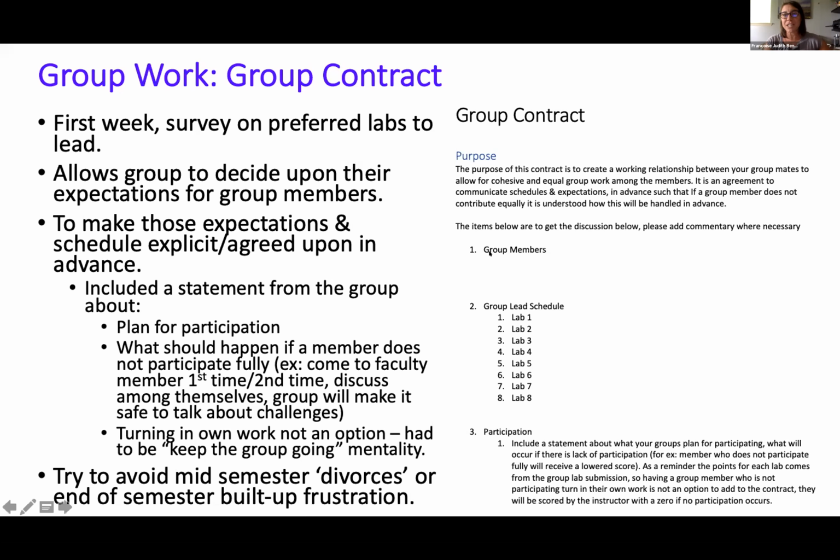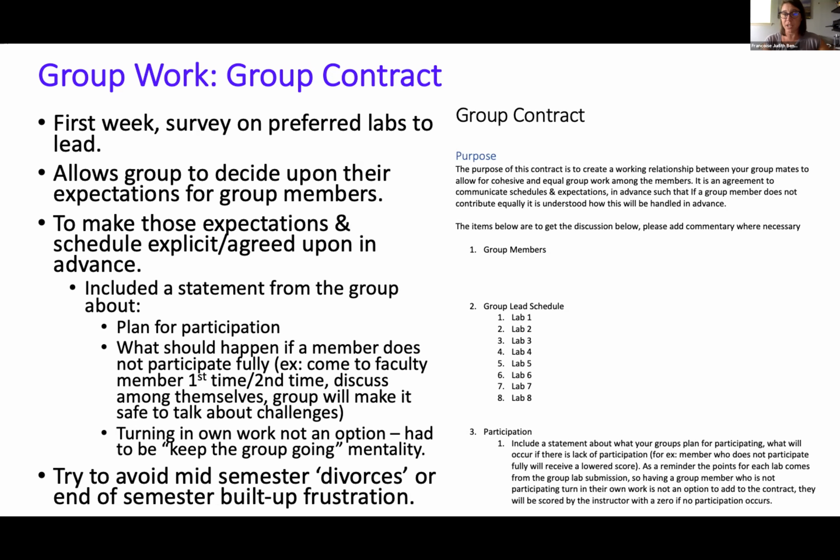So on the right, we share with you what our group contract looked like. It was fairly simple. They listed their group members. They put in the agreed upon schedule that the faculty member created. If they needed to swap one out, this was a place for them to do it, but this was their finalized schedule. And then it had their statement about what participation means and what they would agree upon if there was lack of participation.